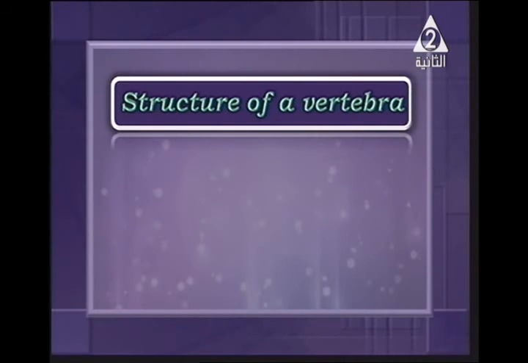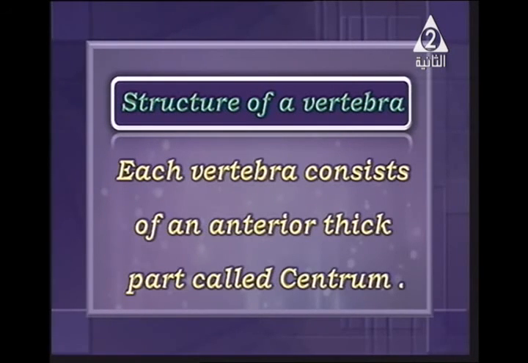After that, we need to know the structure of a vertebra. Again, we studied the vertebral column, and we said it consists of 33 vertebrae with different functions. But right now, we're going to study the structure of just one vertebra. Any vertebra consists of a large anterior thick part called the centrum. I'm going to show you on a video.